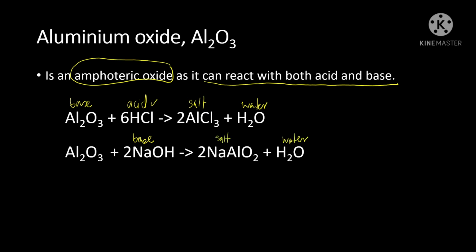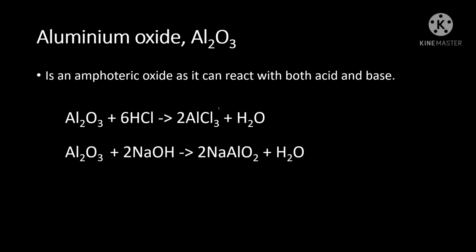As it can react with base, this indicates that the aluminium oxide is an acid. So these two examples imply that aluminium oxide is an amphoteric oxide having dual nature: it can behave like a base, reacting with acid, and also can behave like an acid, reacting with base.